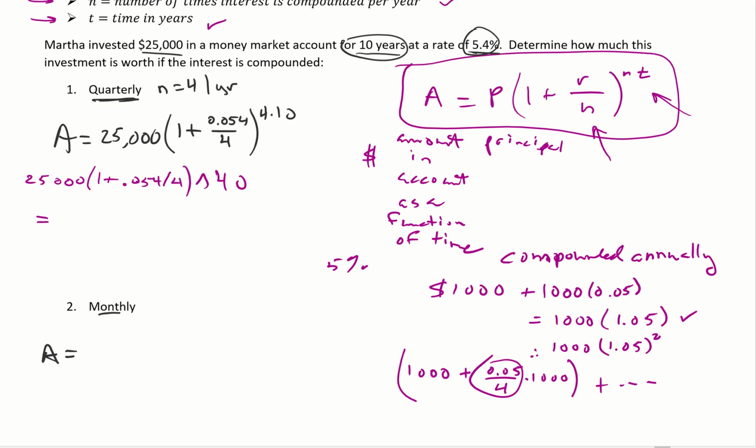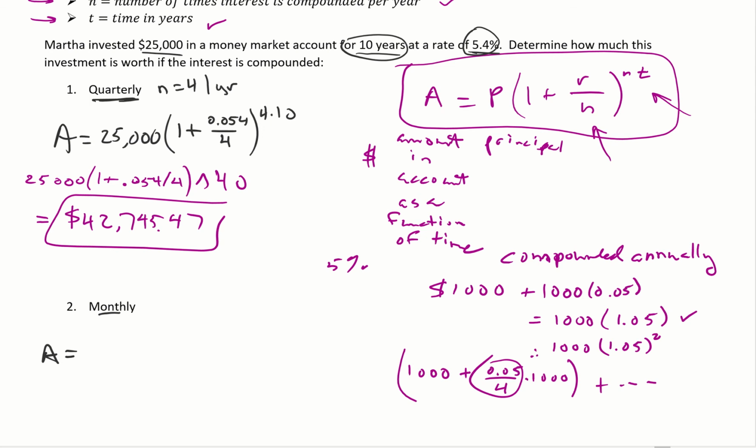All right, so I'm doing it: 25,000, parentheses 1 plus 0.054 divide 4, close, to the power, what did I say, 40? Okay. She started with 25,000. She's at, boy, that's pretty high, isn't it? She is at 42,745. And I like to take it to the penny, and 47 cents.